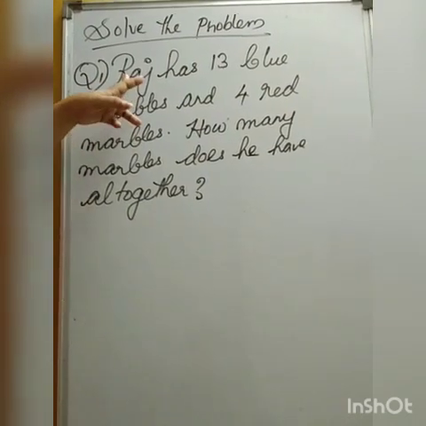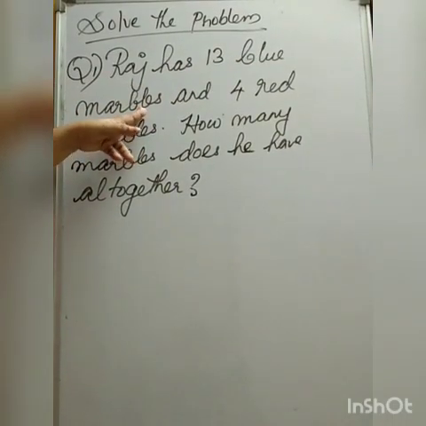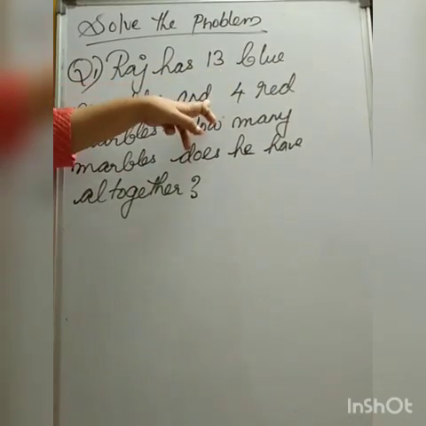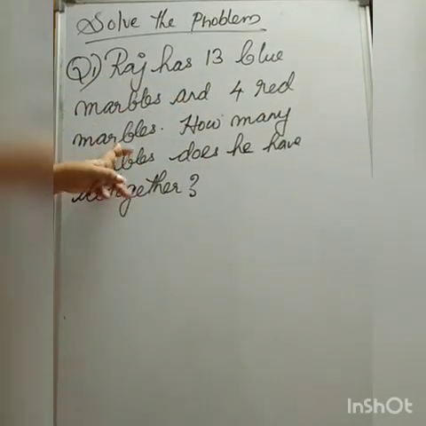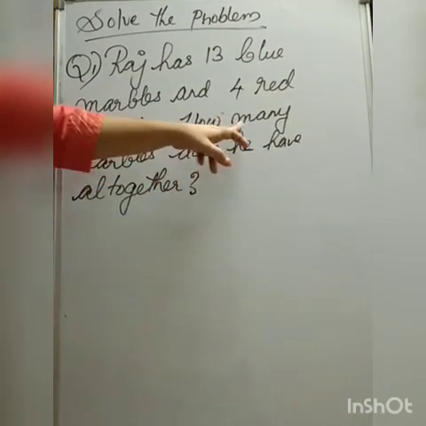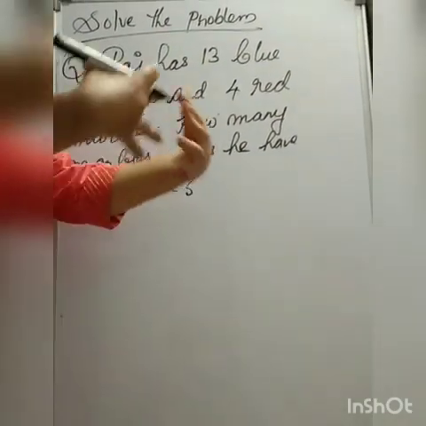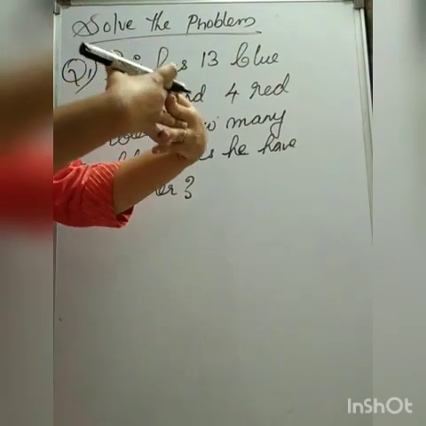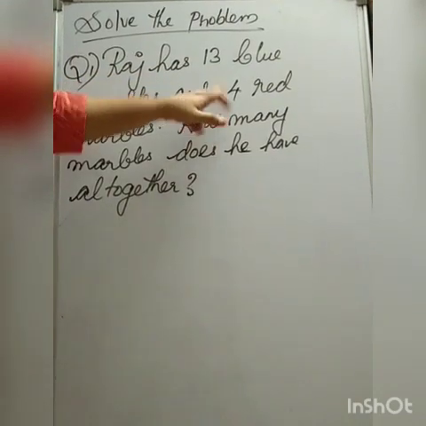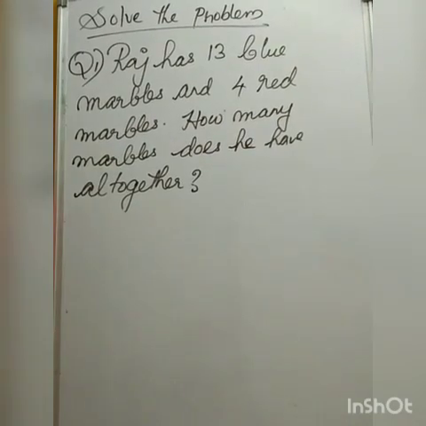See the question. Raj has 13 blue marbles. What is the meaning? How many blue marbles does Raj have? 13. And 4 red marbles. How many red marbles? 4. What is the question? How many marbles does he have all together? All together means putting together. So we have to add both the numbers. So we have to get the total number of marbles he has.